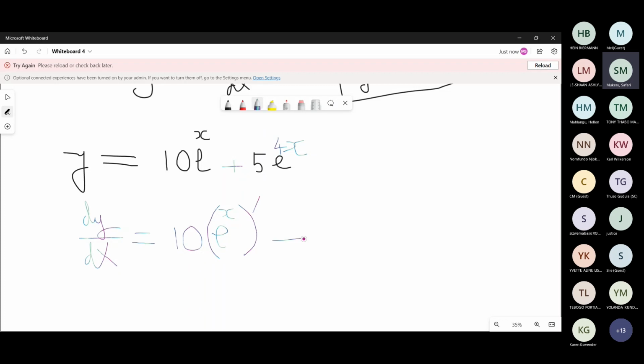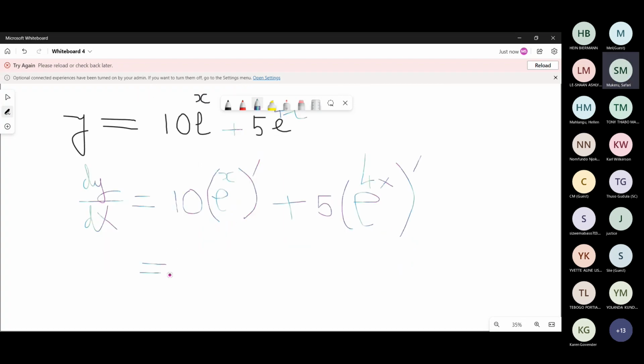Plus, let's go slowly. Here, how do we do this? 5, if we go slowly so as not to lose anyone, times e 4x. Can you see, please? We take this derivative. Now, what do we get? What is the derivative of e power x? Same thing, e power x, plus. Now here, how do we find the derivative of e power 4x?